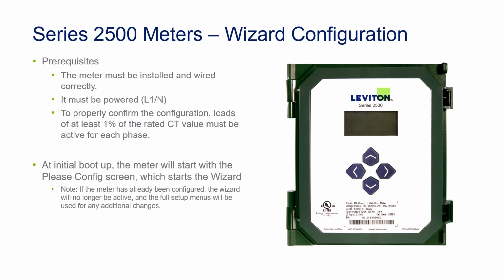The meter must be installed and wired correctly. It must be powered. Keep in mind that this meter is powered from the line 1 and neutral inputs, so these must be connected. To properly confirm the configuration, loads of at least 1% of the rated CT value must be active for each phase.